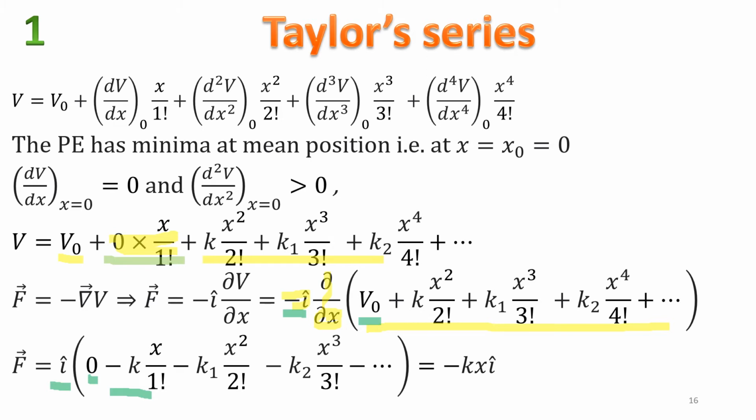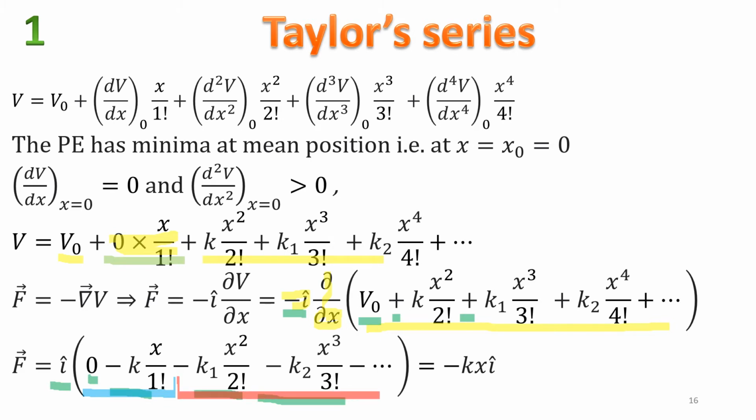Rather minus, so this minus sign is again appearing here. Minus k1 times the derivative of x cube will be 3x square. So 3 will be cancelled with one of the 3 in the denominator, and we'll be left with minus k1 times x square upon 2 factorial, and so on and so forth. So what we have done here is considered terms up to this only. The higher order terms we are ignoring. We are ignoring all terms above this.